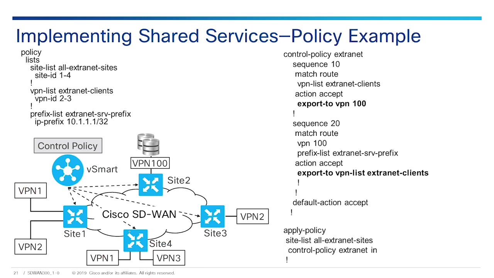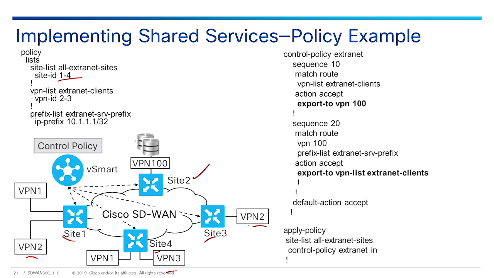So how do we implement this? Well, like every other one, the very first step is going to define our groups of interest, right? So here's all extranet sites, VPN site 1, 2, 3, and 4. So 1, 2, 3, and 4. I did not cross that out. I was next to it. Okay? So the extranet clients are VPN ID 2 and 3. Okay? And our prefix list for the extranet service. And that prefix list is not on there, but we'll assume it's a loopback.